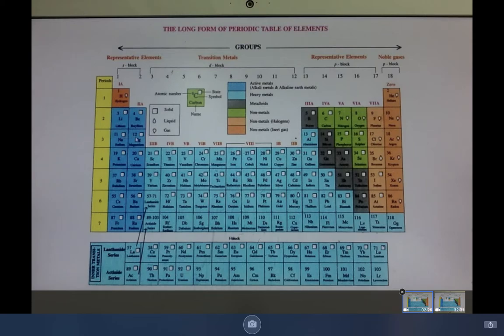Magnesium, 282. Aluminium, 283. If you've got the hang of it, this is 284, 285, 286, 287, 288.